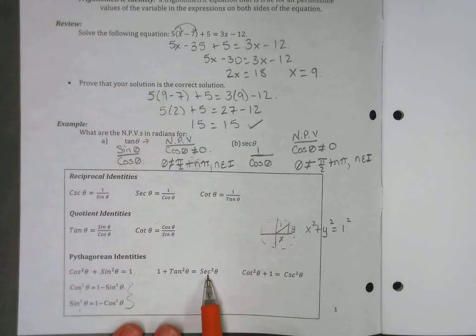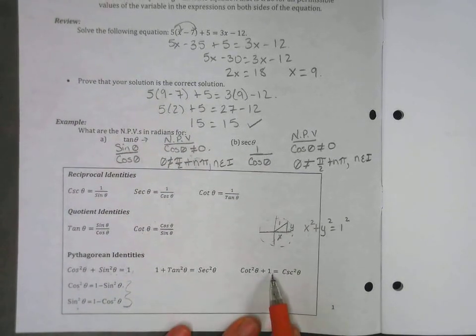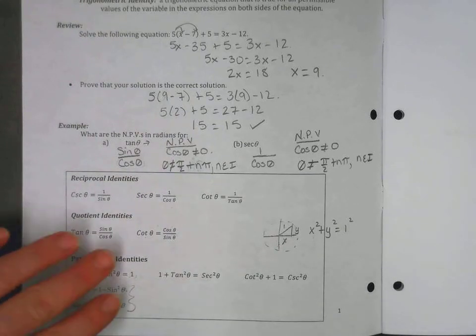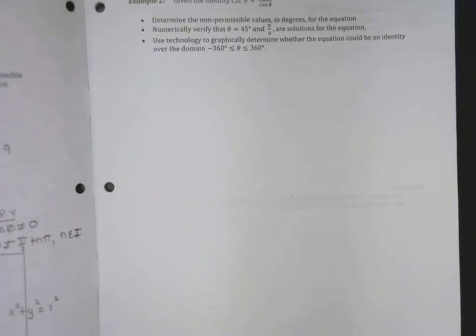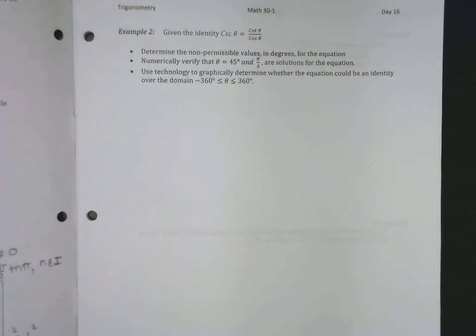All right, and then use these identities to prove more complex identities. Okay, so in our first example here, it says given the identity cosecant of theta should be equivalent to cotangent of theta divided by cos of theta. So when we think about this expression or this identity, first thing we want to do is determine non-permissible values.